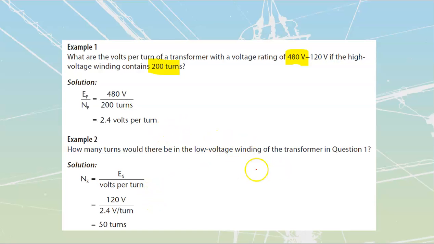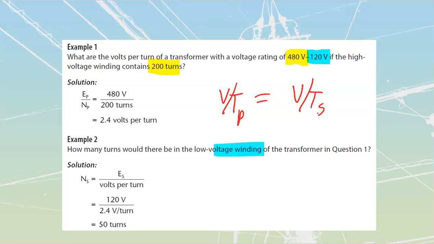Based upon that, how many turns would there have to be in my low voltage winding? Well, I'm going to identify my low voltage with this over here. I don't know much other than my VT, volts per turn primary, is equal to my volts per turn secondary. So it's the same 2.4 volts per turn. If I know the number of volts per turn on my primary, then ES over NS, volts per turn of secondary, is equal to my volts per turn of the primary, but at this point it's 2.4, right? We've calculated that in the previous question.